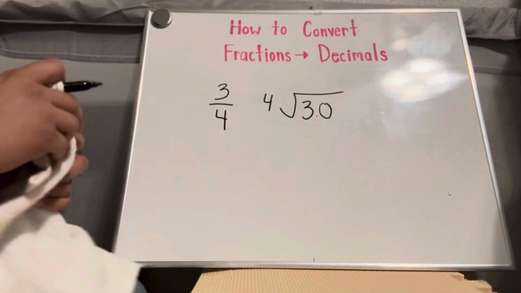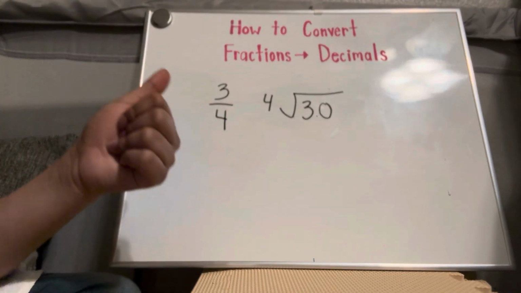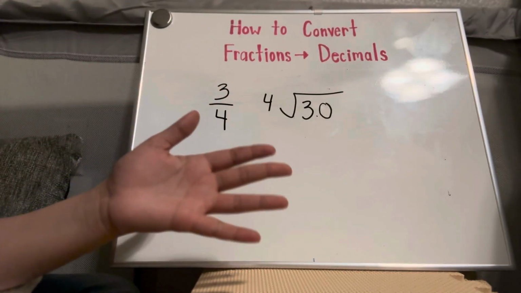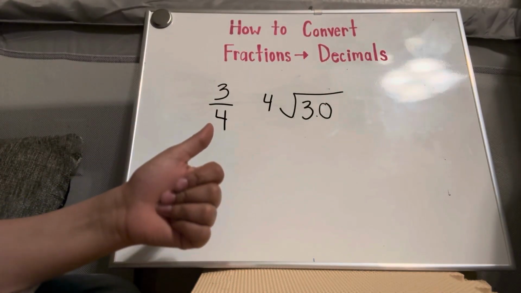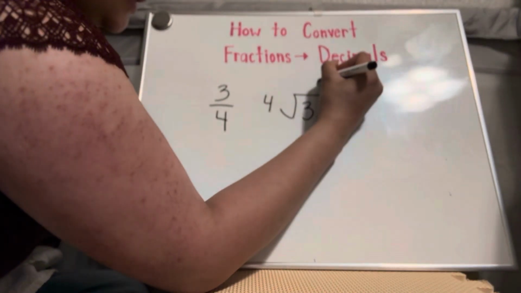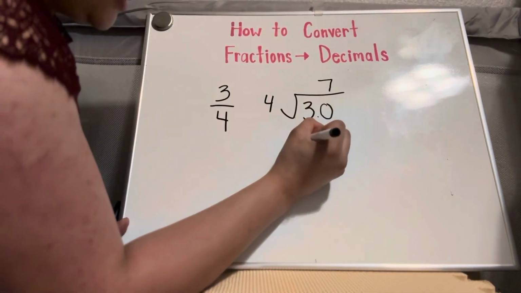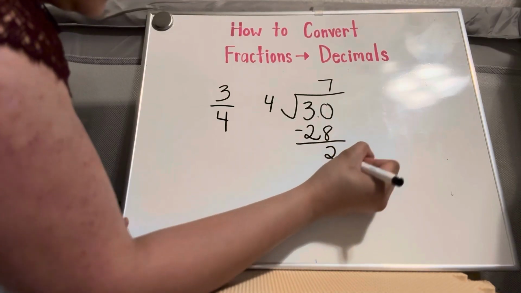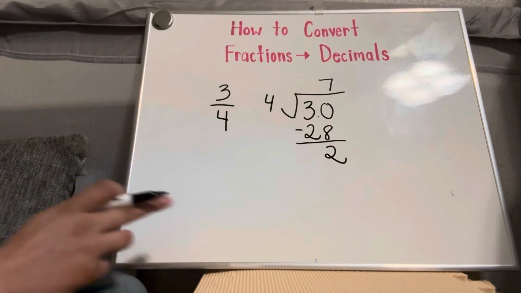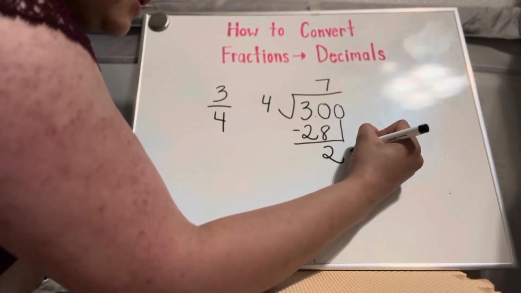So 4 goes into 30 how many times? 4, 8, 12, 16, 20, 24, 28. 7 times. So we're going to put our 7 at the top. We're going to do our 28. Subtract those. And what do we get? We get a 2. So what are we going to do? Can 4 go into 2? No, it cannot. So we're going to bring another imaginary 0. Go ahead and bring that down.